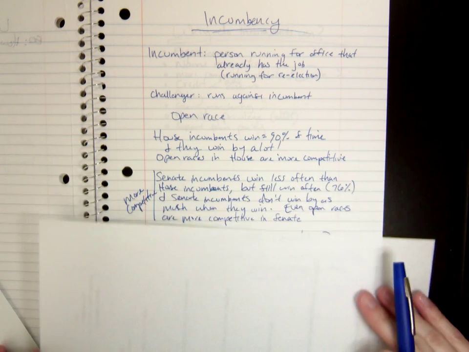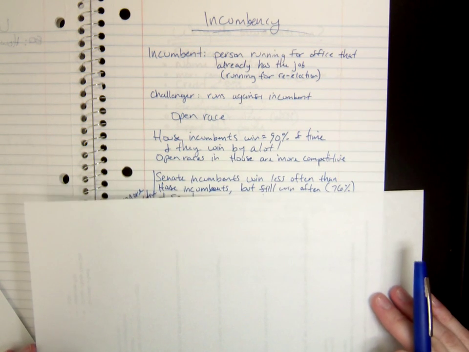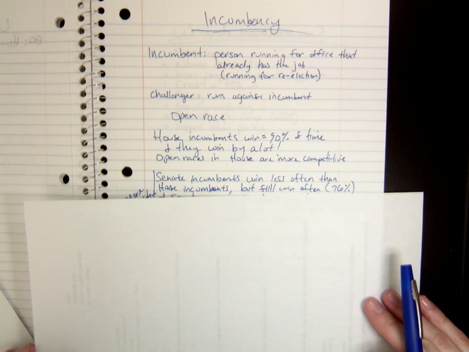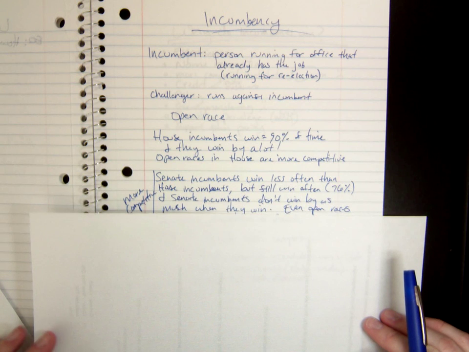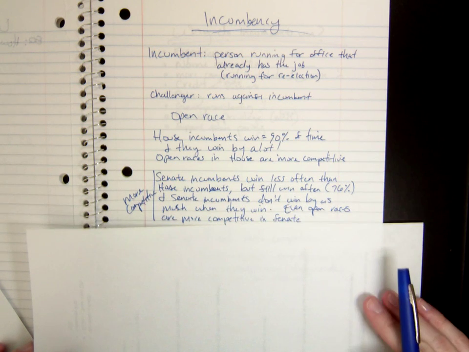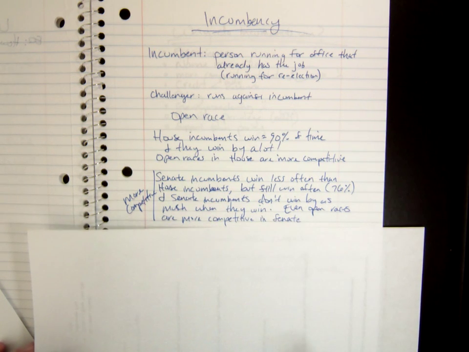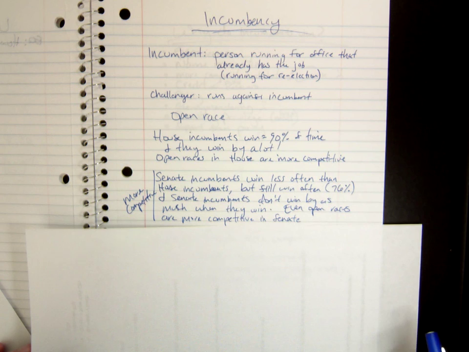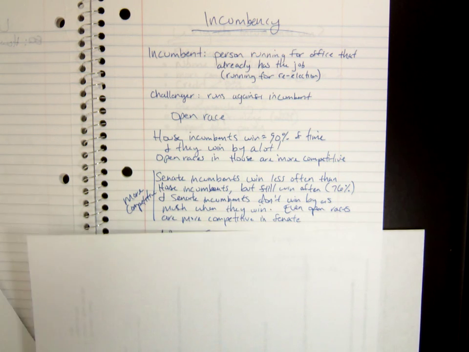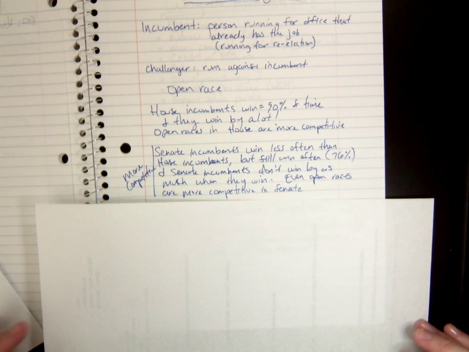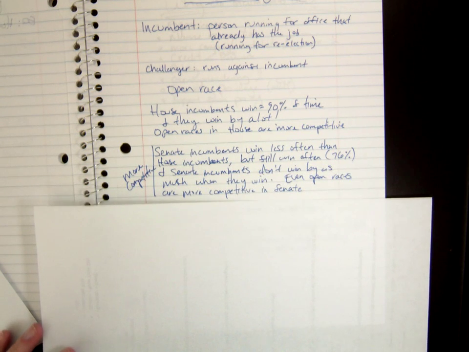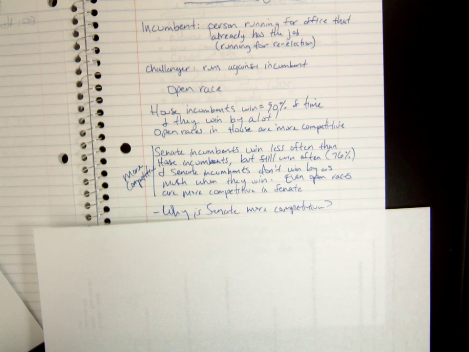All right, in the Senate, incumbents win less often than House incumbents, but they still win often, 76%. And Senate incumbents don't win by as much when they do win. Even open races are more competitive in the Senate. So overall, when you're comparing elections between the two chambers, incumbents have a huge advantage in both, but the Senate is the more competitive chamber, and that might fit in with your background knowledge about the Senate being the more elite chamber. So the question is, why is the Senate more competitive?